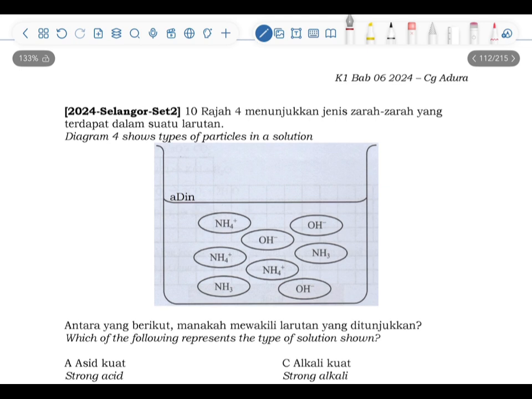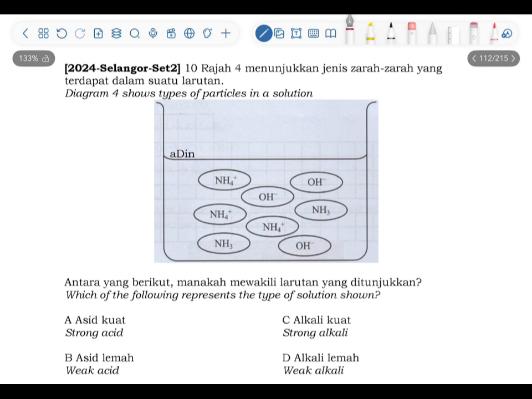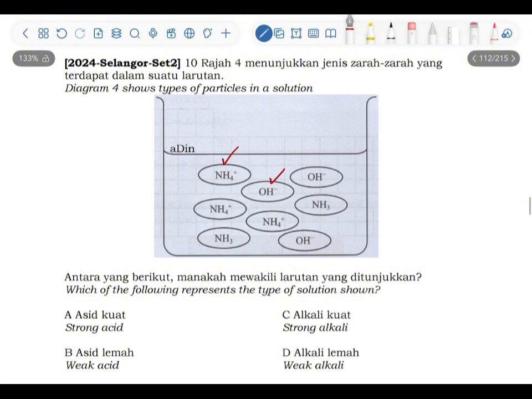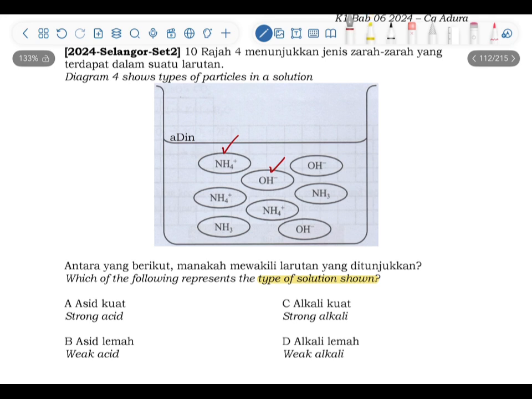Diagram 4 shows the types of the particles in the solution. So we have this beaker and inside it we have the ammonium ion and the hydroxide ion. Which of the following represents the type of the solution shown? So we have strong acid, weak acid, strong alkali, and weak alkali. For your information, in your syllabus, you must always remember that ammonia is the weak alkali. This is what you need to remember.